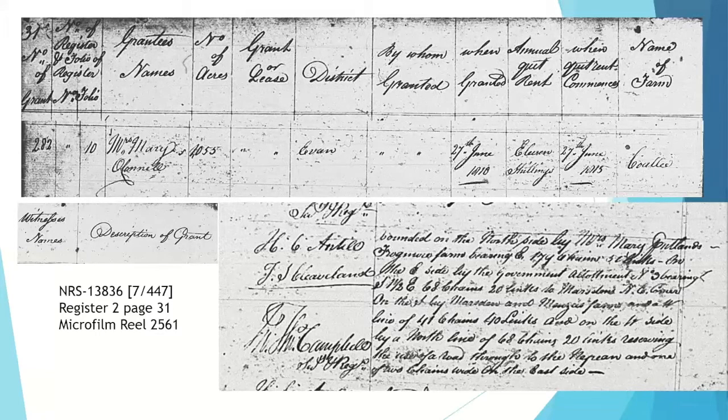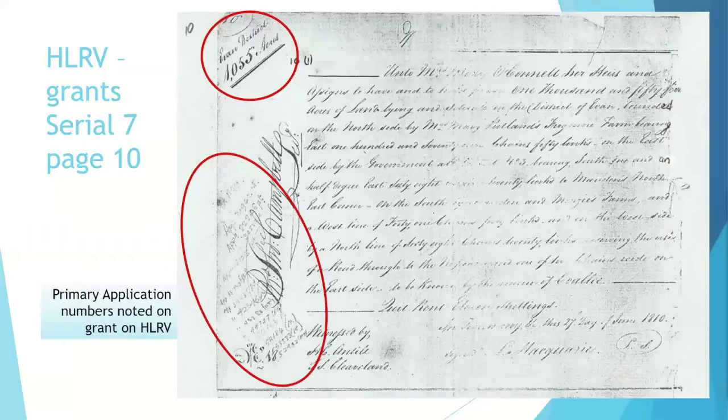Now we're actually going to go and have a look at that reference for Mary O'Connell, which is on microfilm reel 2561. Again, it tells us it was granted on the 27th of June 1810, and she would have to start paying quit rent in 1815, and it gives a description of the property, what the other properties are around it, and the length of the boundaries. But of course, as I said, this is referring to it as the district of Evan because there were no parish names in use at that early time.